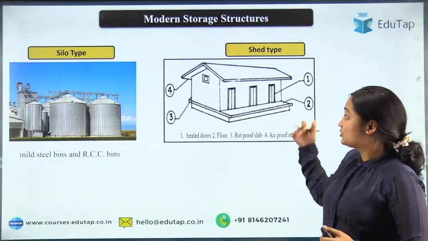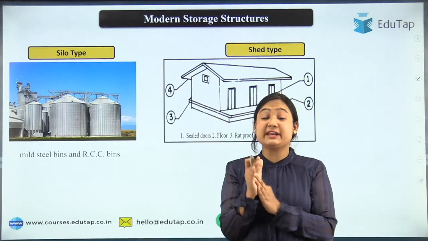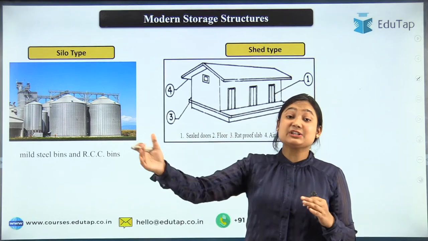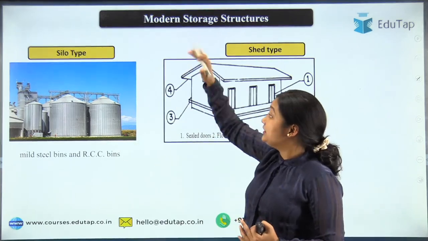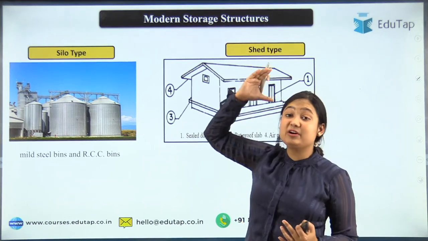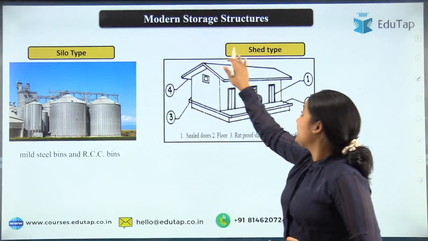so talking about the modern storage structure, these are the structures that are required when you are a multinational company or a big pharma that has a lot of capacity and requires a lot of capacity because you have a good production. Okay, now these are of two types, that is silo type and shed type.